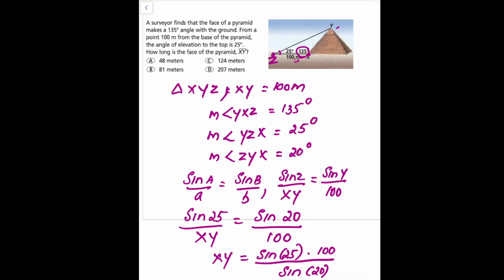Now you use the calculator, and the calculator will give you approximately equal to 124 meters. 124 meters, which is C.